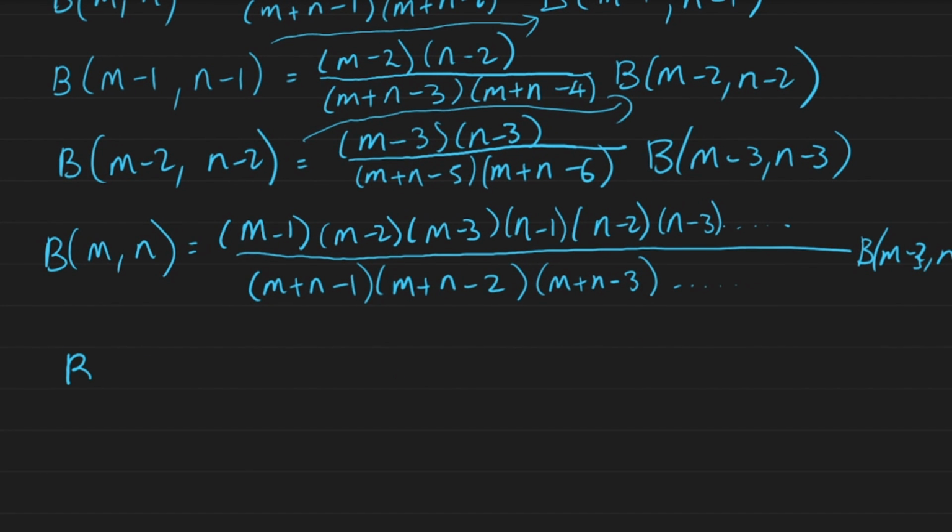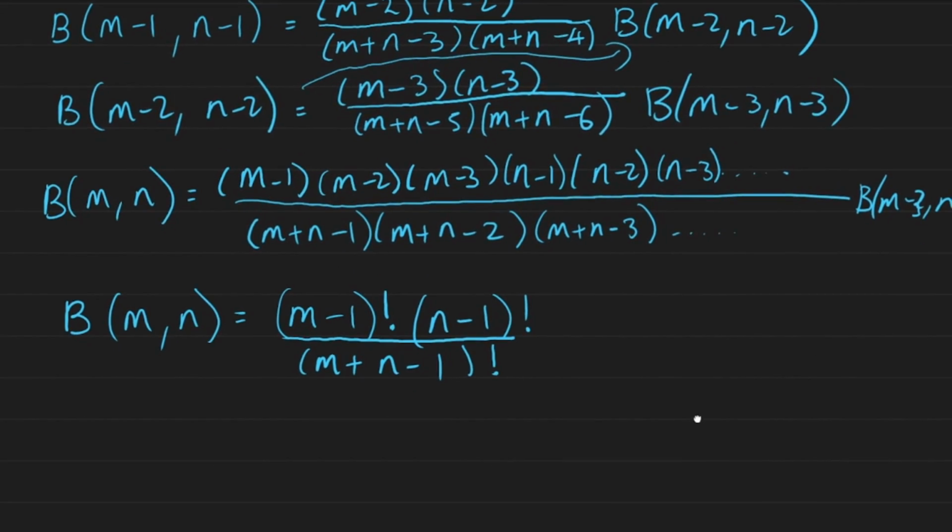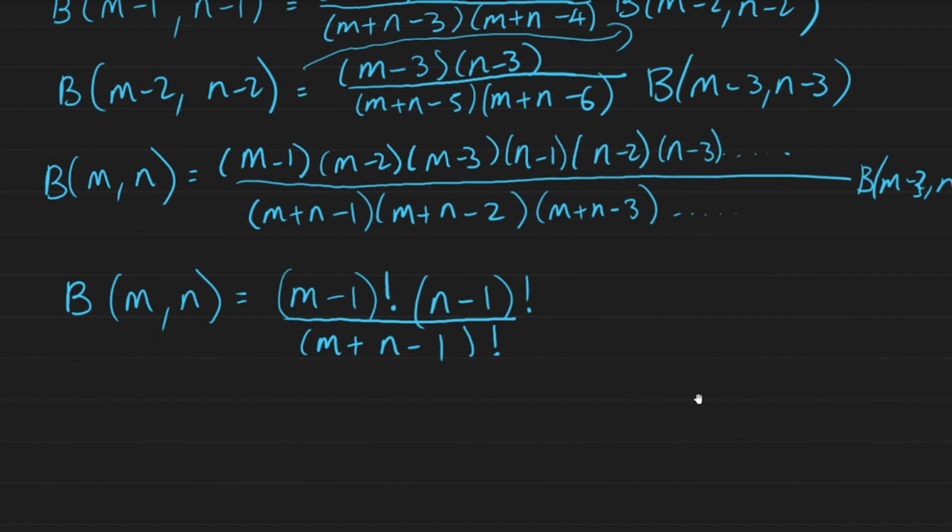And if we just generalize our trend, then what we see is that the beta function of m, n is equal to m minus 1 factorial, because that's what it is, m minus 1, m minus 2, and so on, multiplied by n minus 1 factorial, divided by m plus n minus 1 factorial. So perhaps I've skipped a few subtleties in this explanation, but nevertheless, you can see how we have approached this general result.